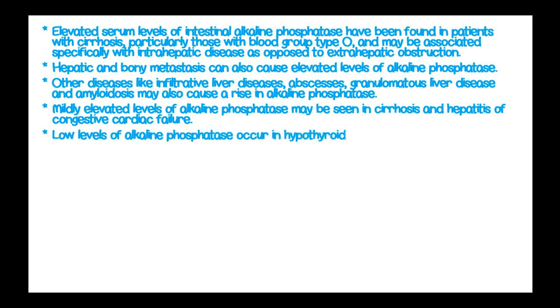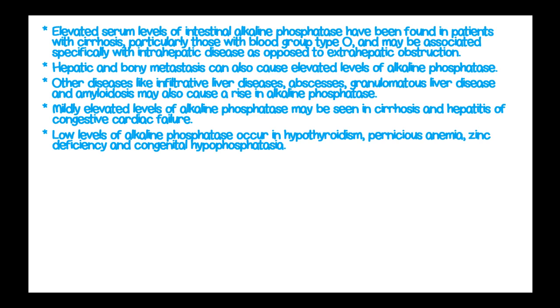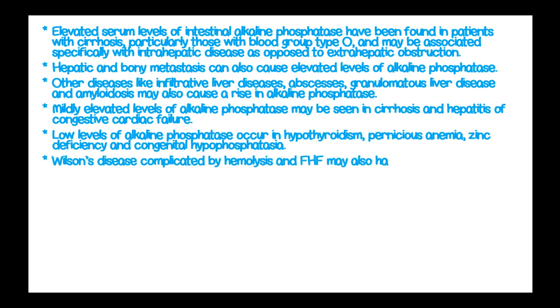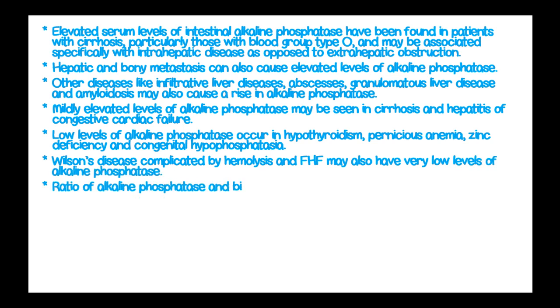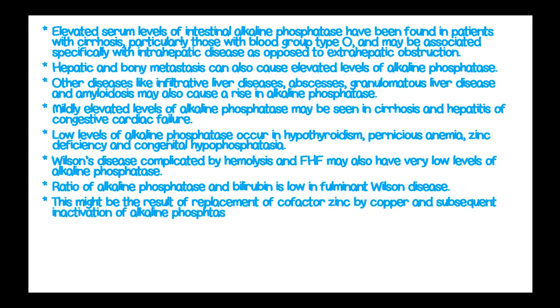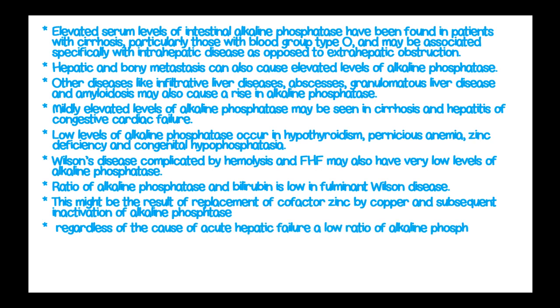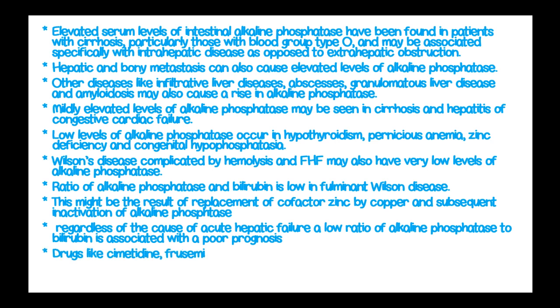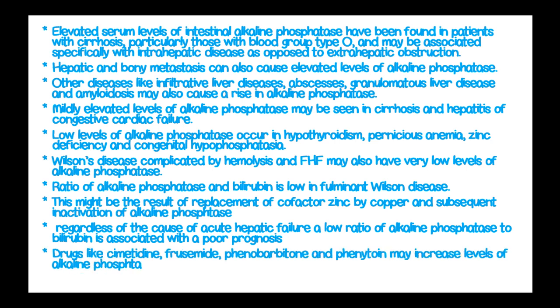Low levels of alkaline phosphatase occur in hyperthyroidism, pernicious anemia, zinc deficiency, and congenital hypophosphatasia. Wilson's disease complicated by hemolysis may also have very low levels of alkaline phosphatase. The ratio of alkaline phosphatase to bilirubin is low in fulminant Wilson disease, and this might be a result of replacement of the cofactor zinc by copper and subsequent inactivation of alkaline phosphatase. Regardless of the cause of acute hepatic failure, a low ratio of alkaline phosphatase to bilirubin is associated with a poor prognosis. It can also be increased by drugs such as cimetidine, furosemide, phenobarbital, and phenytoin.